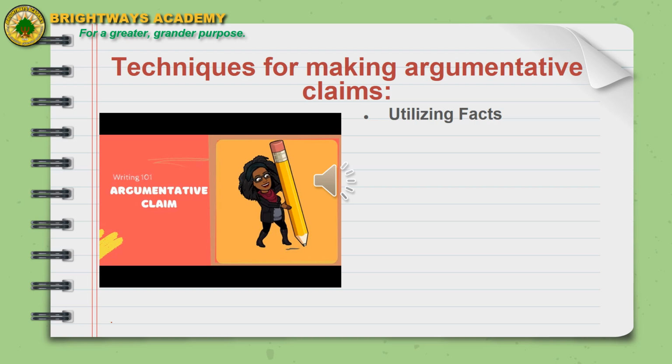Next is utilizing facts. Writers can use historical, scientific, or geographical facts to add meaning and depth to the argument. The other is utilizing statistical data. The addition of statistics can persuade the readers to trust and accept the validity and objectivity of the data gathered.